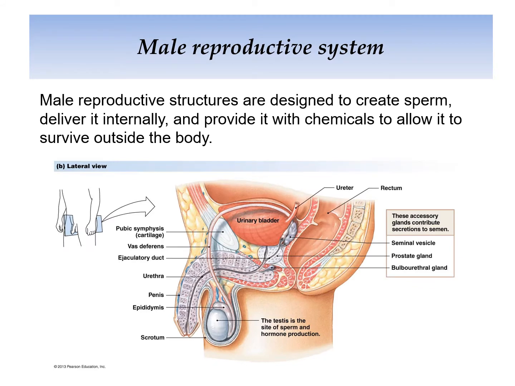So this is the male reproductive system, and essentially it consists of the testes, the internal genitalia, which are the glands: the seminal vesicles, the prostate gland, the bulbourethral gland, the vas deferens, the ejaculatory ducts, and essentially the external genitalia are your penis and the scrotum.